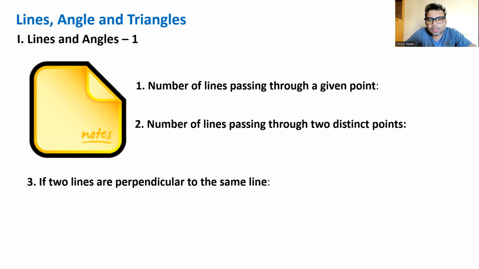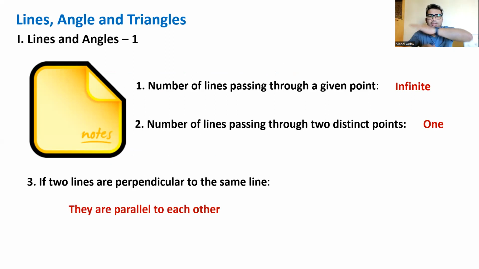Now, a few more points, friends. Number of lines passing through a given point: from one point, how many lines can pass? Visualize. Correct, infinite. Number of lines passing through two different points: only one, one and only one. And if two lines are perpendicular to the same line, what about those two lines then? Yes, they'll be parallel. If two lines are perpendicular to the same line, it means they both are parallel.